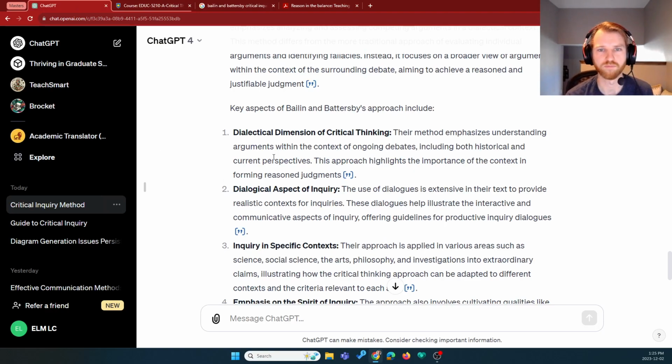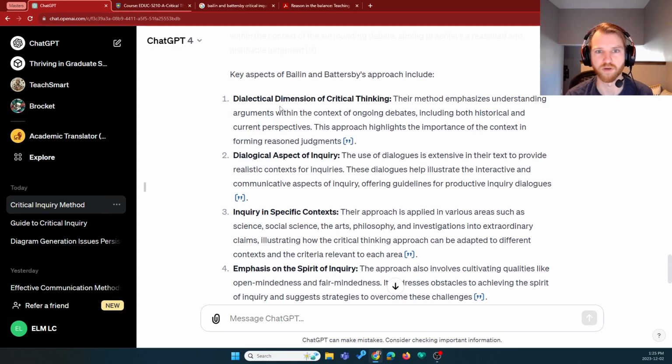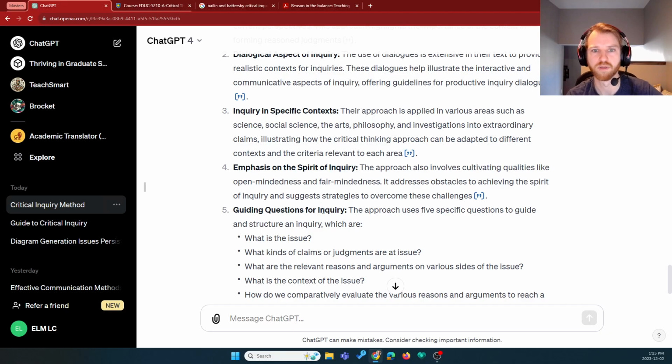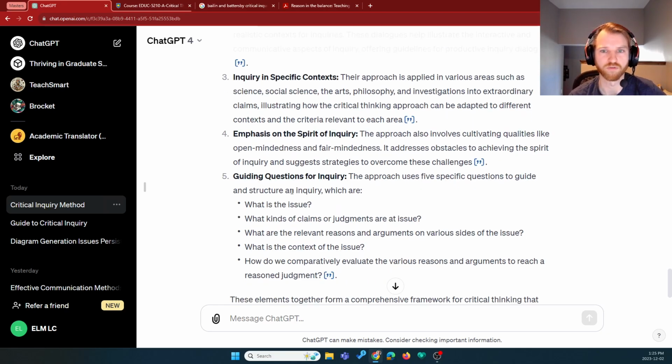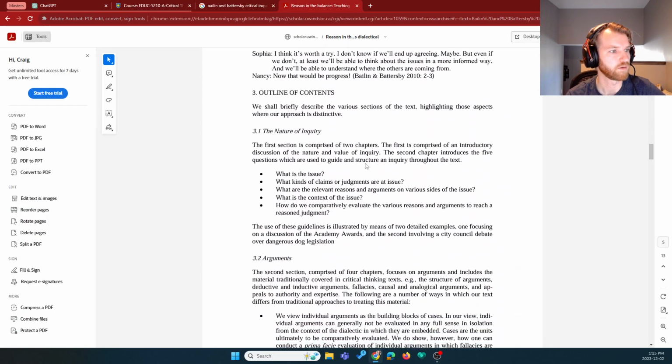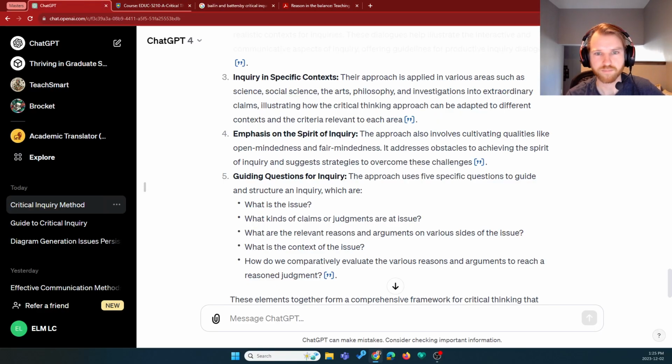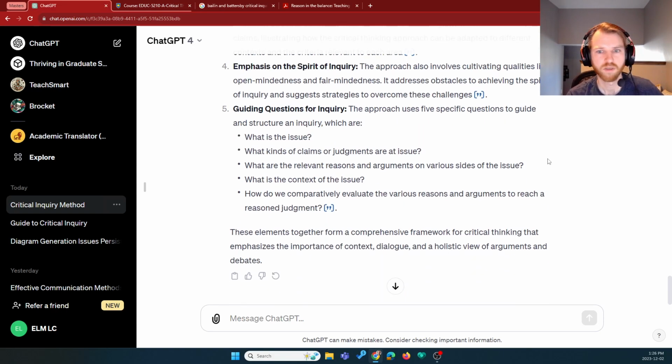I'm not going to go too deep into the nitty-gritty of whether it's exactly on point, but at face value, this seems right. The dialectical dimension of critical thinking, dialectical aspect of inquiry, inquiry into specific contexts, emphasis on the spirit of inquiry, and then it gives the guiding questions, which are from later on in the article, and it was able to extract those without me specifically prompting it for that part. So yeah, now we've got a decent starting point. I'm going to try experimenting with what we can do from here.